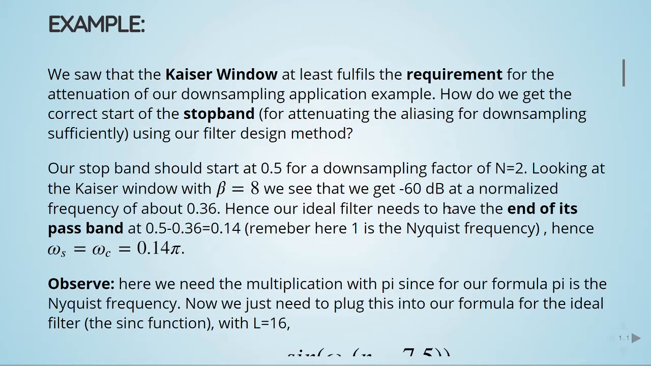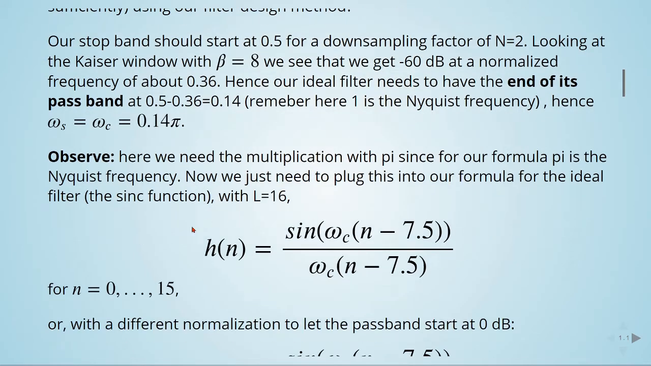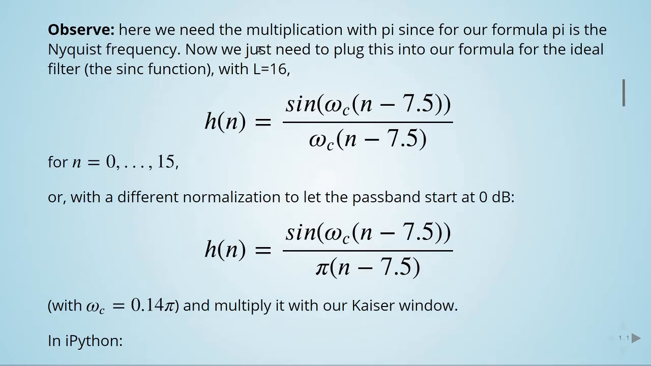Observe here we need the multiplication with pi, since for our formula pi is the Nyquist frequency. Now we just need to plug this into our formula for the ideal filter, the sinc function, with L equals 16. So here we have our formula, and we will plug in the 0.14 pi here, and we are using L equals 16, so we have this 7.5 here and here.